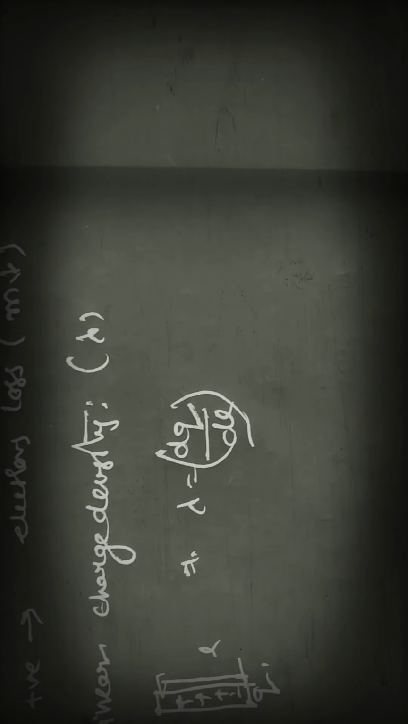Next, the linear charge density. Linear charge density is indicated by lambda. For example, if you consider a wire, only length and charge are present. Then lambda is equal to dq by dl, a small element of charge per small element of length. Dq by dl is called linear charge density. Unit: coulomb per meter.